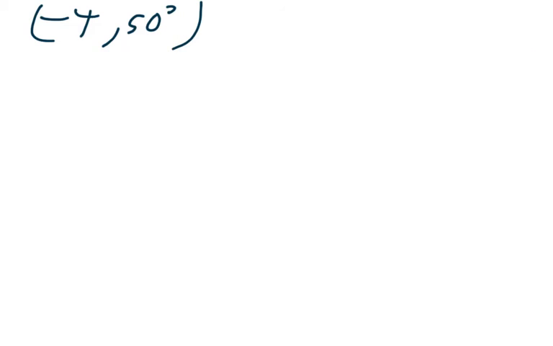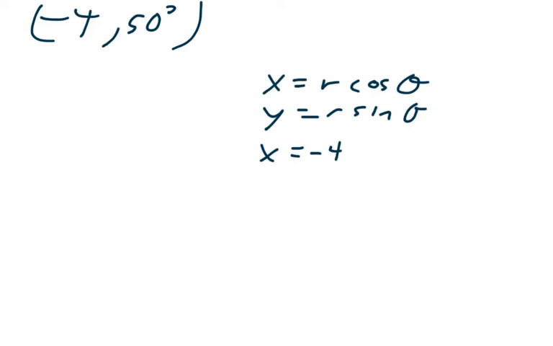Alright, number 7 is going to be real quick, because this one we have negative 4 comma 50. X equals r cosine theta. Y equals r sine theta. So x equals negative 4 cosine 50. And y equals negative 4 sine 50. Once again, make sure you're in degrees when we do this.